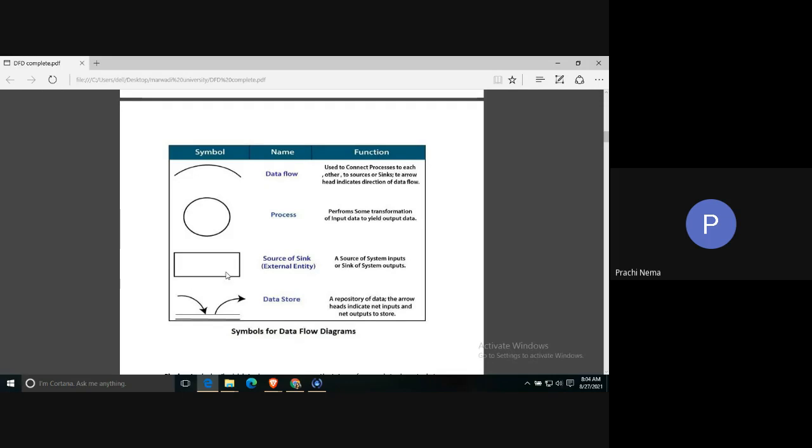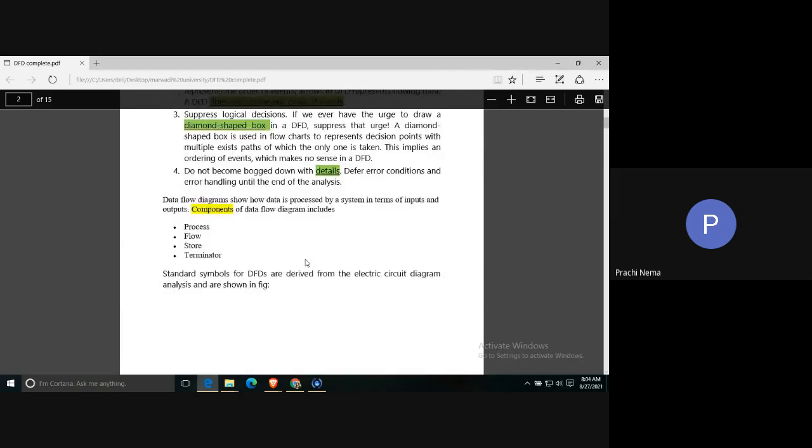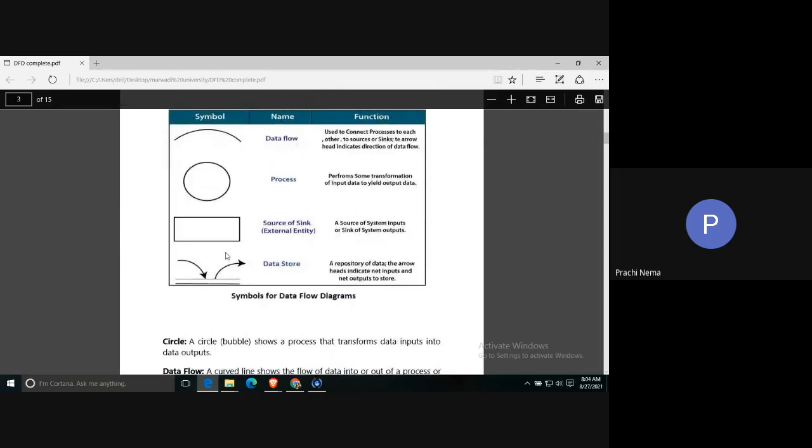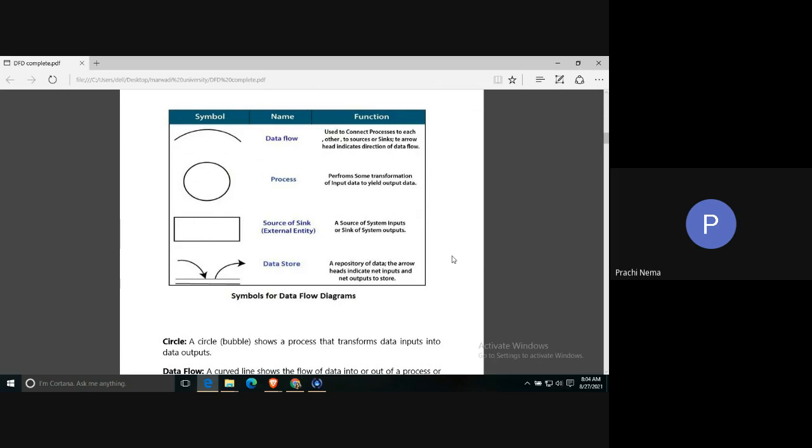Then rectangle is used for source or sink. See, I have used the word terminator in component. This last one, this terminator, as I've explained it to you, can be a source or sink of information. So for the terminator, we use this symbol, rectangle. So rectangle is going to be your terminator. It will represent the source or sink of information.